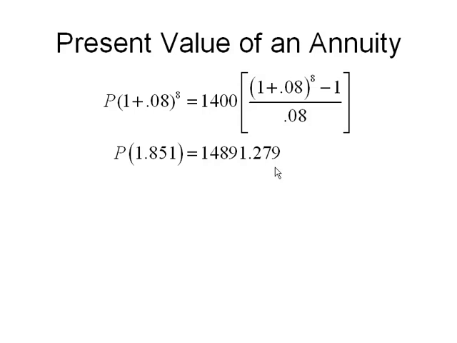Now I need to divide both sides by 1.851, and when I do that, I get 8,045.29. But remember, on my calculator, I'm going to take the value I had stored in B, this 14,891.279 with all the decimal places, and divide it by 1.851, also with all the decimal places. When I do that, I get this number.